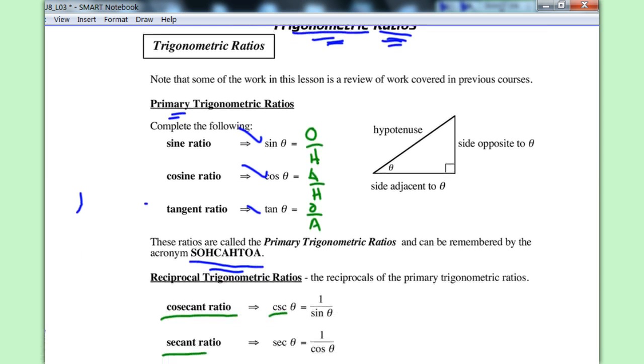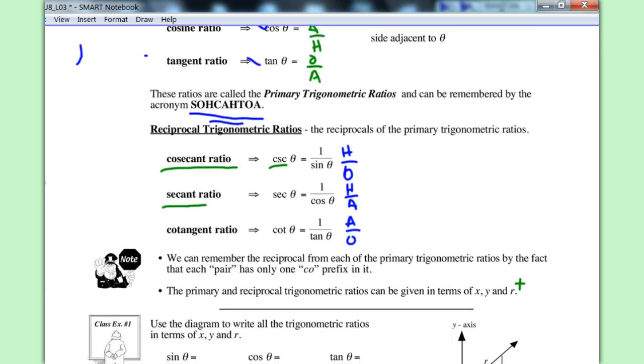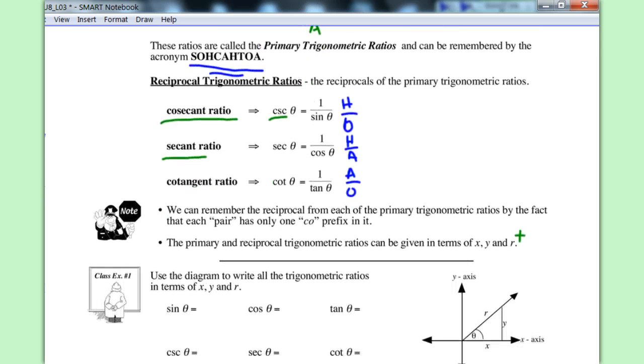But now we have some other things to introduce, and that's trig ratios that are called reciprocal trig ratios. Cosecant is 1 over sine, which in a triangle would be hypotenuse over opposite, and secant is 1 over cosine, which would be hypotenuse over adjacent, and cotangent would be 1 over tangent, which would be adjacent over opposite. Whenever you see a cosecant or secant, those are the reciprocal ratios.